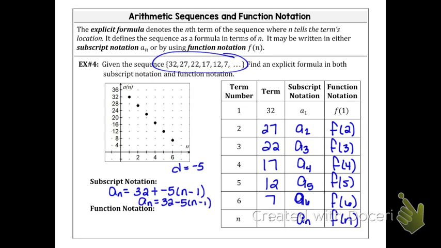And so in my function notation, though, I could work this out. So this would be 32 minus 5n plus 5. And so I would get 37 minus 5n. So that way it's written in linear function.